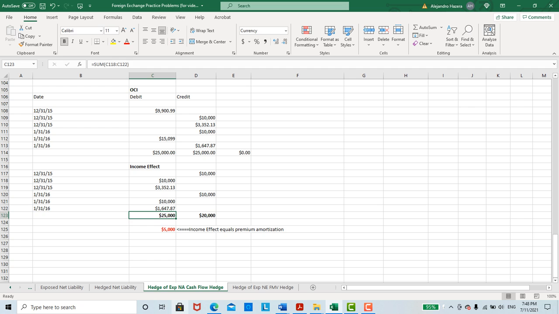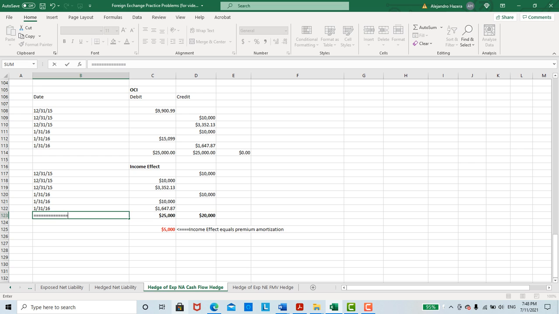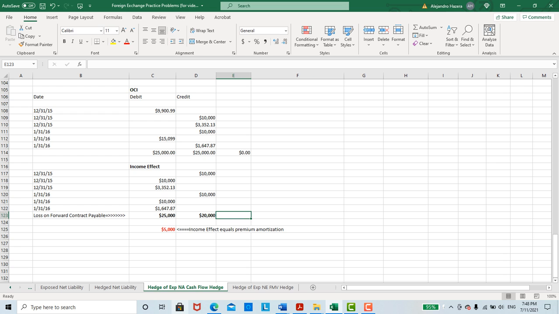That's basically that. So once you get really into this, I'm going to put here: loss on forward contract. That's what you ended up getting right there. And this right here, you end up getting is the loss or the gain on the account receivable. And the difference ultimately turns out to be $5,000.